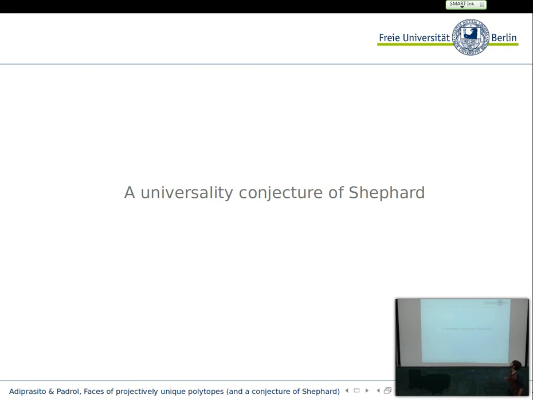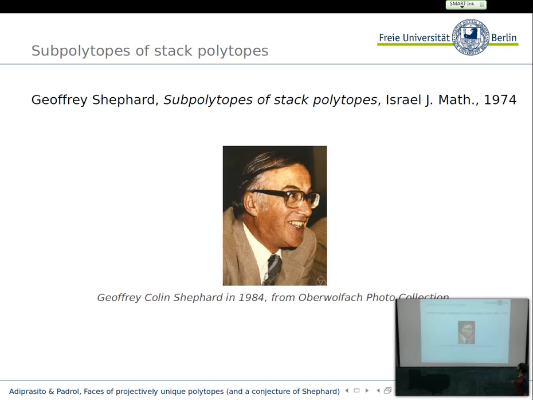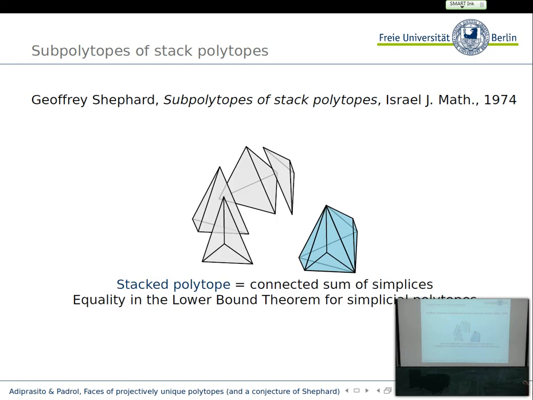And this is a universality conjecture of Shephard. This is Shephard, 1984, the only picture I could find of him. And I'll talk about a small paper of Shephard from 1974 called Subpolytopes of a Stack Polytope. I think it has 6 pages or something like that. And it starts more or less like this, but let me first tell you what a stack polytope is.